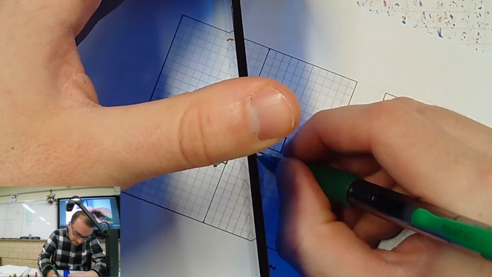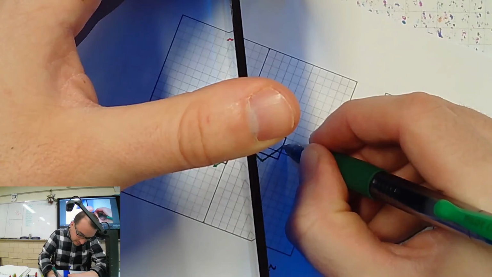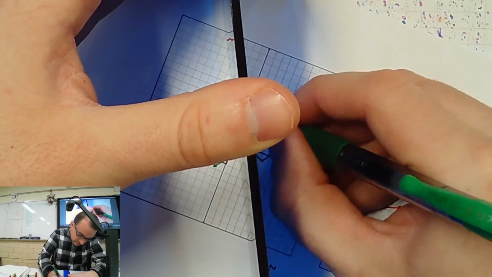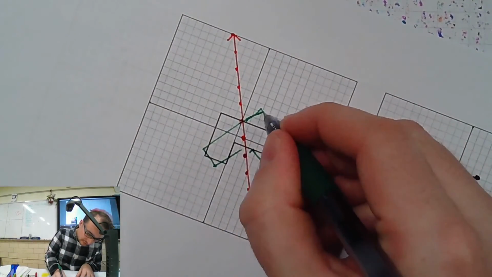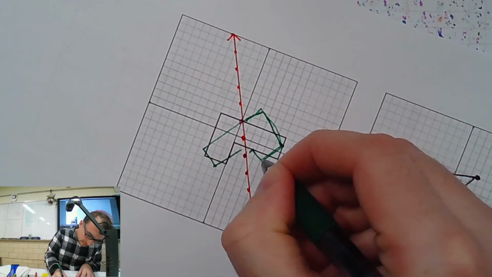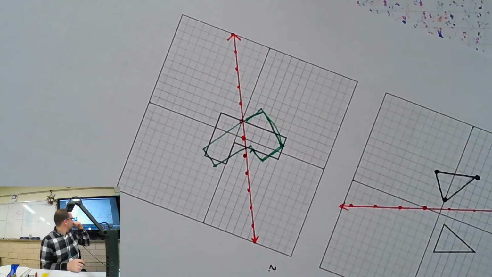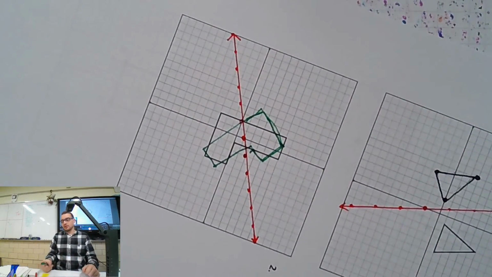This one is hard. Well, my second one wasn't as good as my first. This one's a hard one. Okay, that's not too bad.